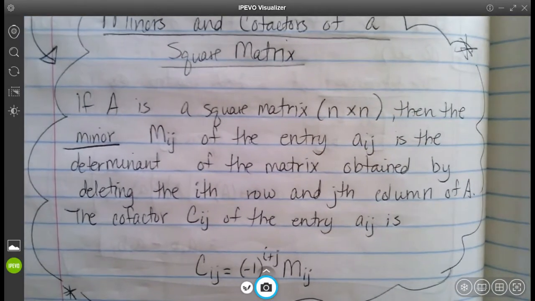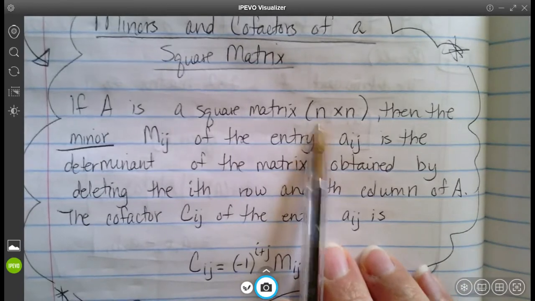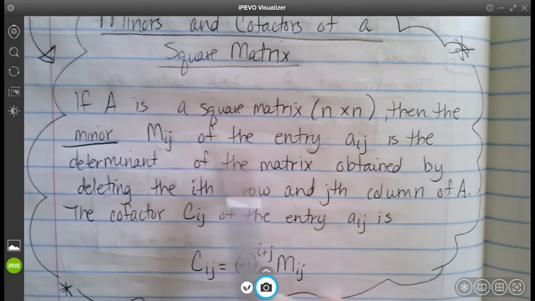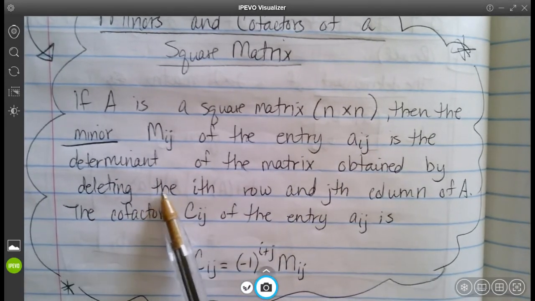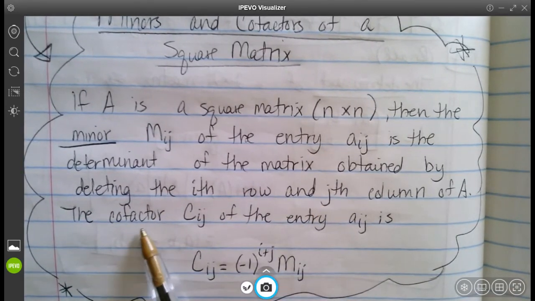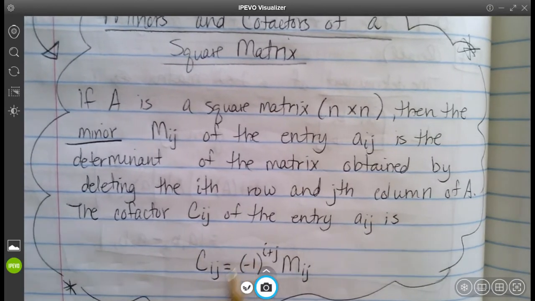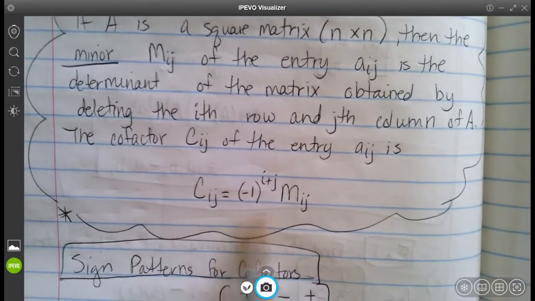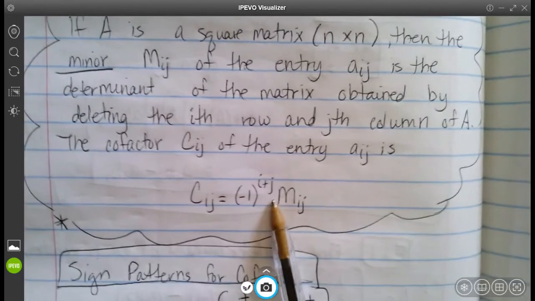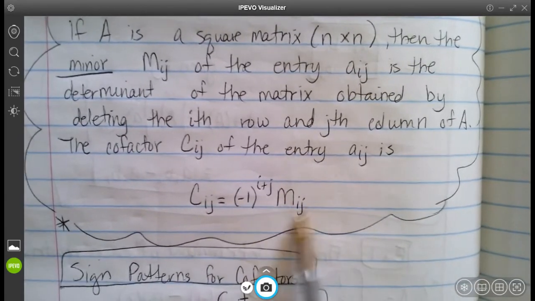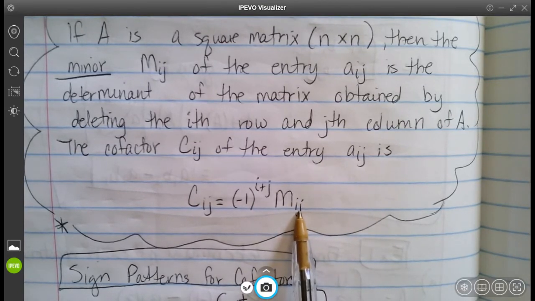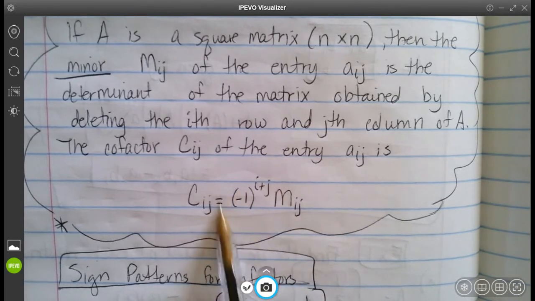It says if A is a square matrix, n by n, meaning same rows as columns, then the minor, notated as M with the ijth entry, of the entry Aij is the determinant of the matrix obtained by deleting the ith row and jth column of A. The cofactor Cij of the entry is going to be this right here. This looks super complicated, I know, but basically all this means is that once we find the minors, which I'm going to show you how to do in just a bit, we have to multiply them either by a negative or a positive, depending on what entry they land on.